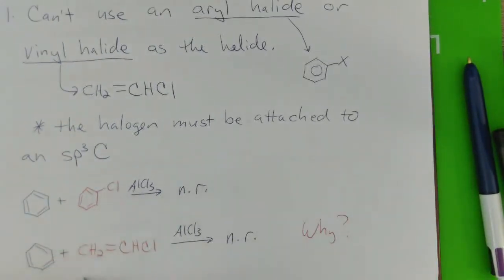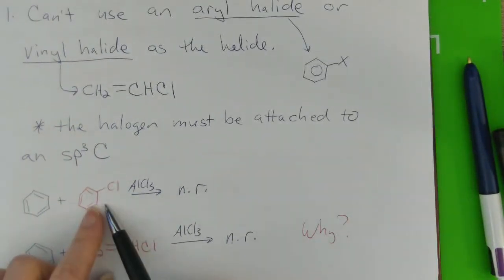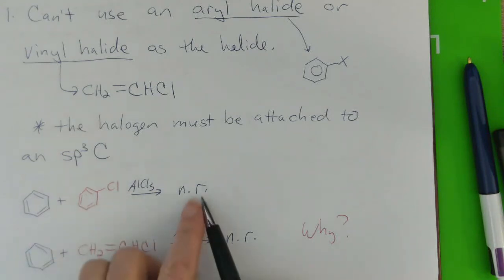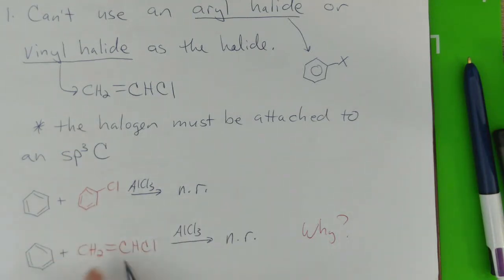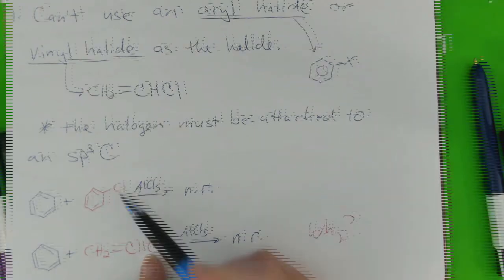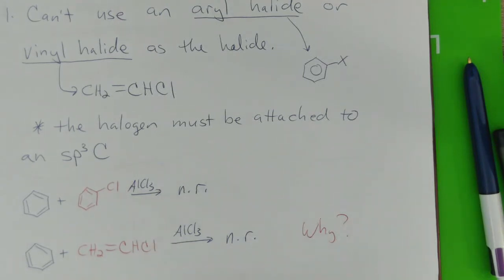So here are some examples where I've got my benzene ring. This is an aryl halide, so no reaction. And here I have a vinylic halide, no reaction. So why not rip off the halogens, see what kind of carbocation you're going to make. They're not going to be able to form stable carbocations.